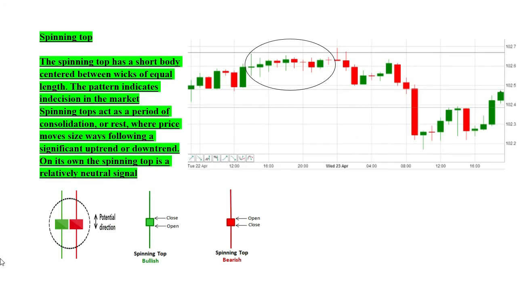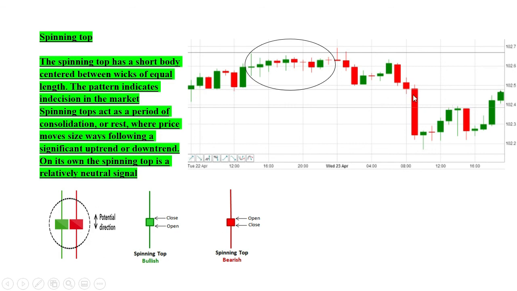And for the final pattern, we have the spinning top. The spinning top has a short body centered between wicks of equal length. The pattern indicates indecision in the market. Spinning tops act as a period of consolidation or rest, where price moves sideways following a significant uptrend or downtrend. On its own, the spinning top is a relatively neutral pattern, right? So a spinning top isn't necessarily bullish or bearish. It could be both. The potential direction could be up or down.